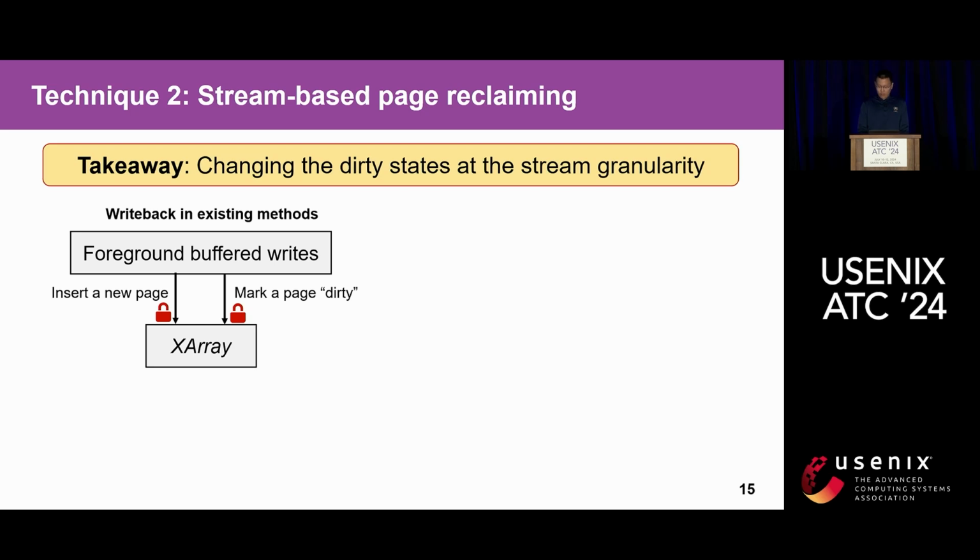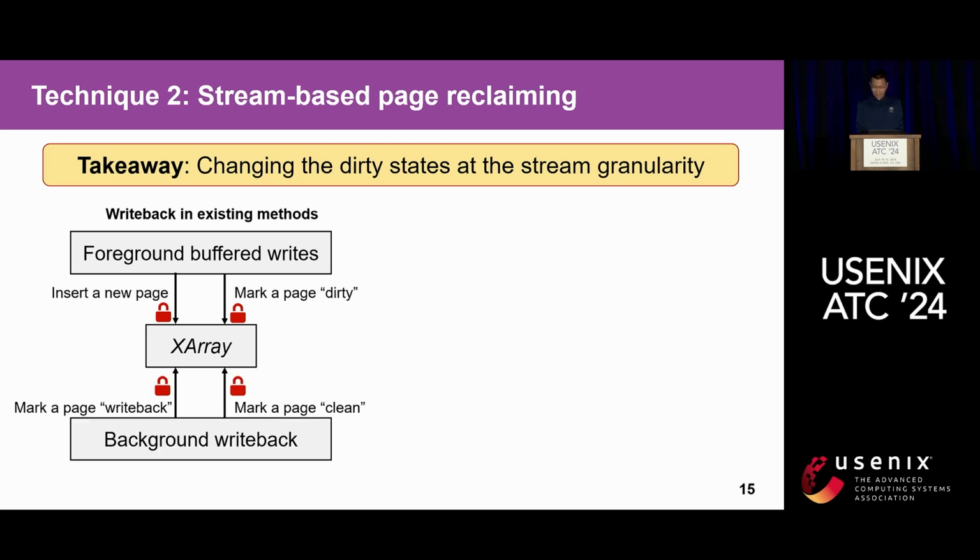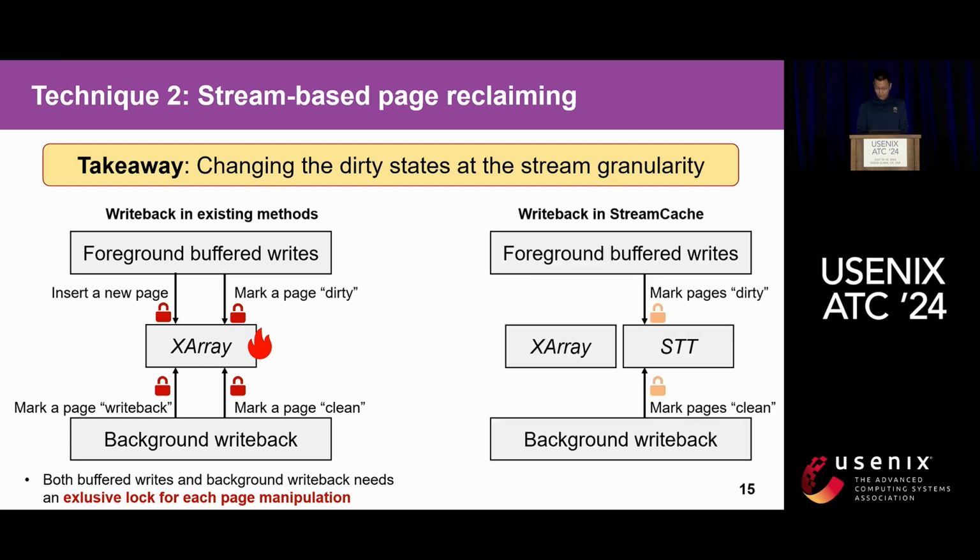For foreground buffered writes, it needs an exclusive lock when inserting a new page or marking a page dirty. During the writeback, the writeback thread needs an exclusive lock when marking a page writeback or clean. This will cause intensive lock contention on X-array, resulting in severe interference between foreground buffered writes and background writeback.